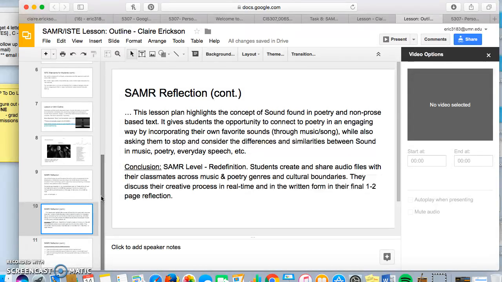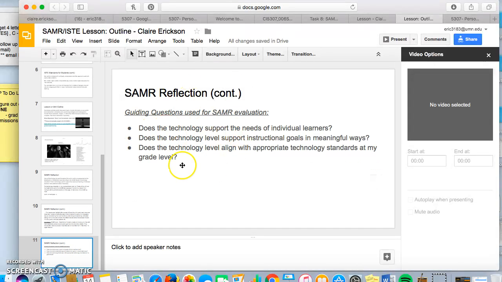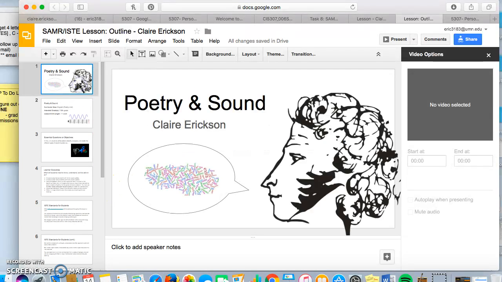Students create and share their audio files with their classmates across music and poetry genres and cultural boundaries as well. So some students might be choosing music from a very different culture than others, and they'll discuss that during their creative process in real time in the workshop style that I'll create in this class, and in their written form in the final 1 to 2 page reflection. And here are some of the guiding questions I used for this SAMR evaluation. And yeah, there you have it.